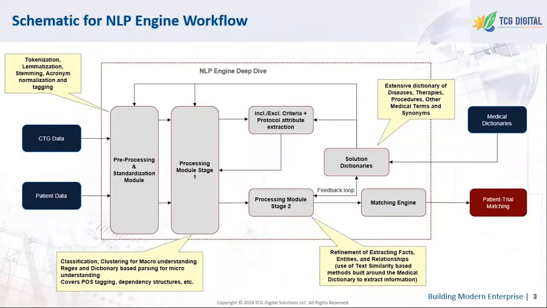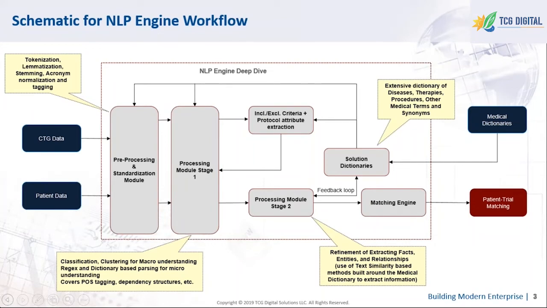Now, I'll walk you through a little bit of the NLP engine that we've used here. So as you can see in the schematic, we've taken in clinicaltrials.gov data, we've taken in the patient data, and as a first step, we've done a pre-processing and standardization. And as a part of this, we've done tokenization, lemmatization, stemming, acronym normalization, and so on. At the heart of it, there are many medical dictionaries that we've used. And these dictionaries cover therapy-related information, drug-related information, other medical terms, and synonyms, and so on.